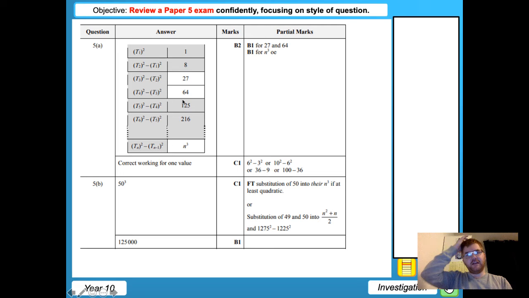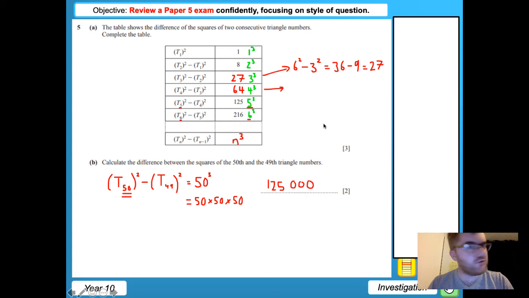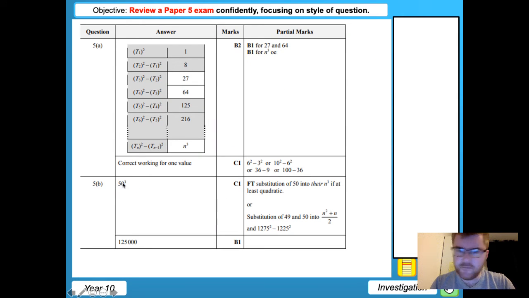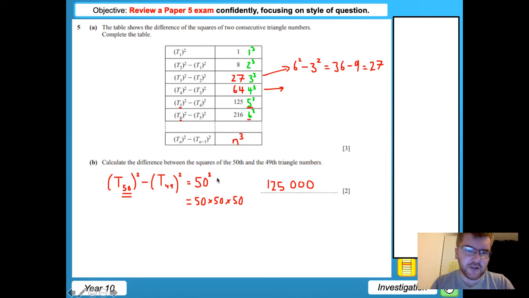So to show you the mark scheme, you get 1 mark for the 2 numbers, 1 mark for the n cubed. Okay, notice you get communication marks for correct working for 1 value. So showing what I did here, the 6 squared minus 3 squared, is crucial to get the 3rd mark, which they're trying to encourage you to show your working as you go along and not just always just look for the patterns here necessarily. So noticing this piece of working is important. Likewise, writing 50 cubed, okay, so you need to have that figure there, and then 125,000. So notice, 2 mark question, you need to show 50 cubed or 50 times 50 times 50 to get the extra mark. All good.